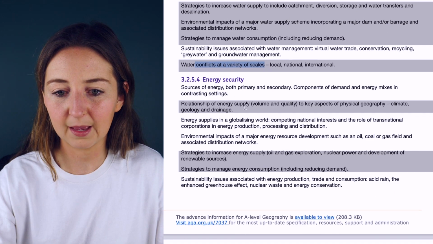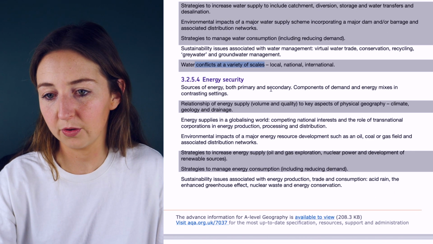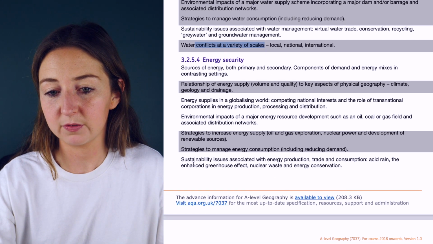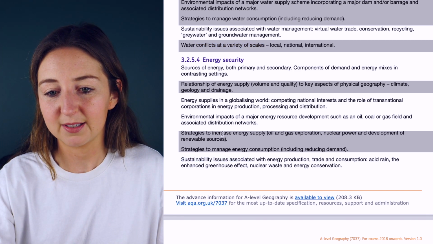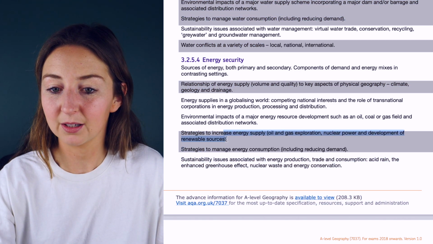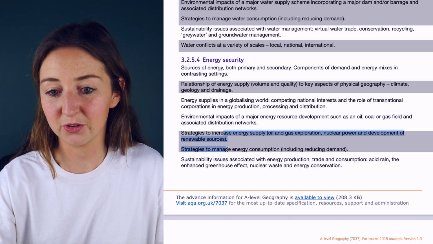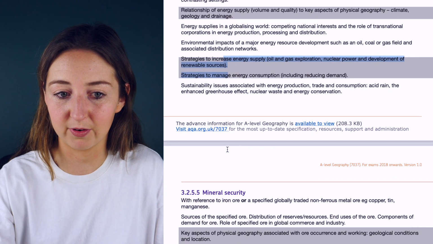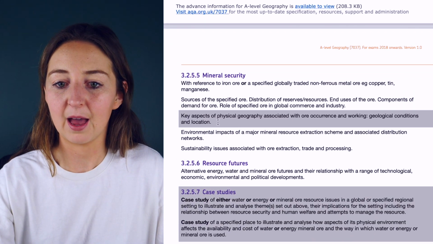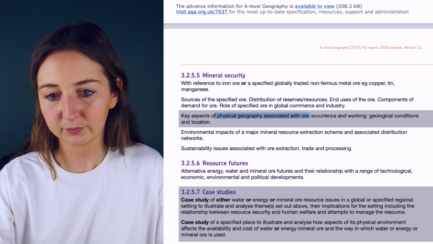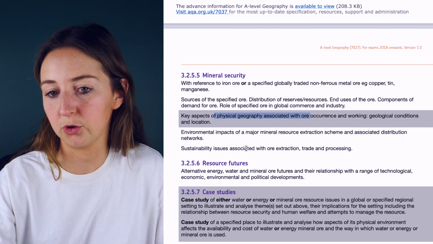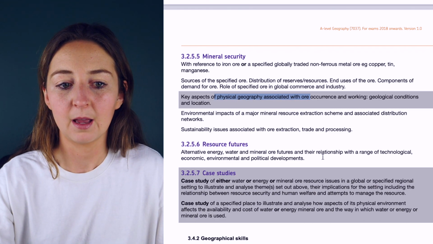Now, energy, so not the physical geography part, but most of it is included. And remember, sustainability issues still could link with these two up here. So do make sure you're not just completely not revising them. And then mineral security, the only part which is out is physical geography, so it's mostly in there.